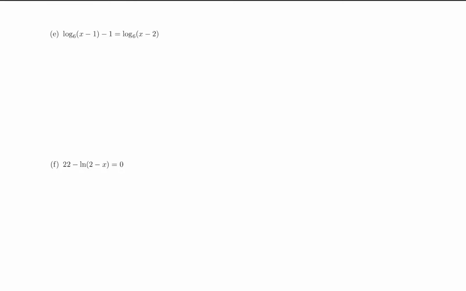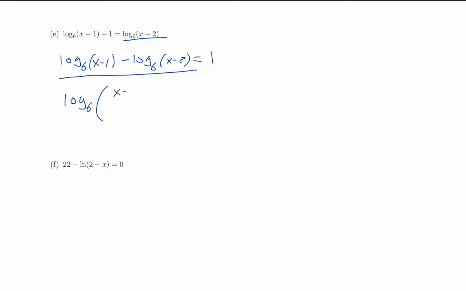So what I'm going to do is subtract this log base 6 of (x minus 2) from both sides. So I have this. Then I'm going to add 1 to have it like this. The reason why I do this is that since they're the same base 6, I can combine this into one log. So I'm going to combine it into log base 6 of (x minus 1) over (x minus 2) equals 1.